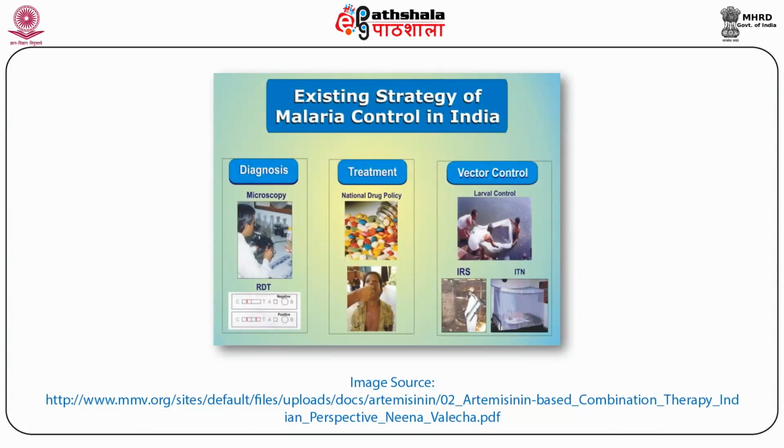The existing strategy of malaria control in India broadly includes, first, diagnosis, which includes microscopic examination of the blood smear and rapid diagnostic tests which are available in the market. Second, the treatment regimes which are quantified by the national drug policy, which includes the various anti-malarial drugs. And third, vector control strategy, which includes larval control, indoor residual spray, and insecticide treated nets. All these broad areas of control strategies have been shown in this picture.